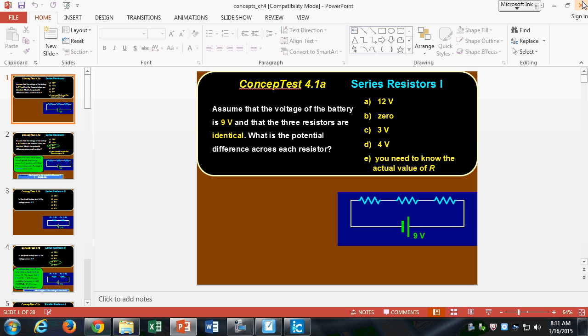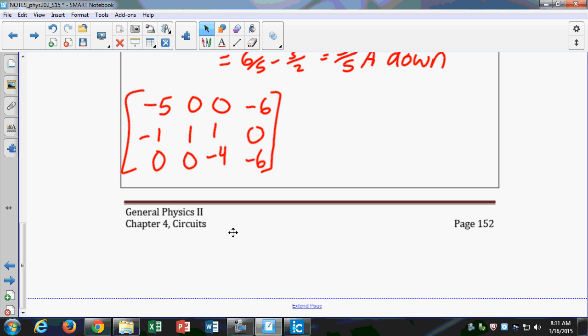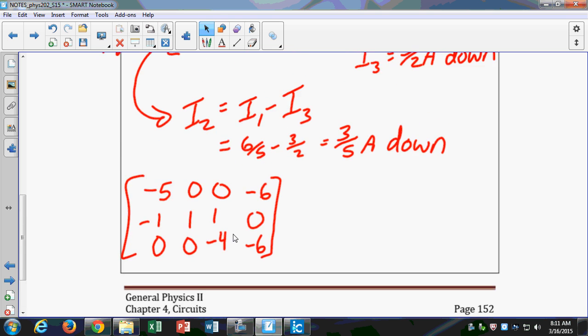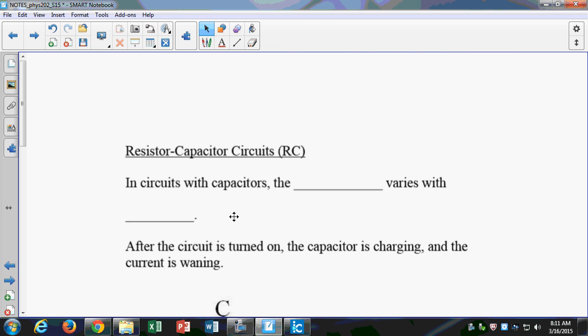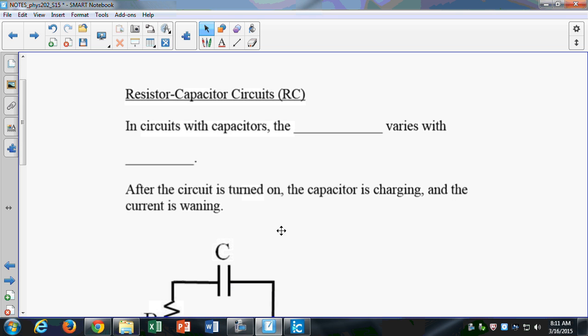All right, folks, let's go on to RC circuits. So we really just have 2 more small topics on this. We'll probably wrap up this whole chapter on Wednesday and move on to magnetic fields in the next chapter. So we're going to look at RC circuits. We're not going to get much into it, honestly, just a couple of basic things.